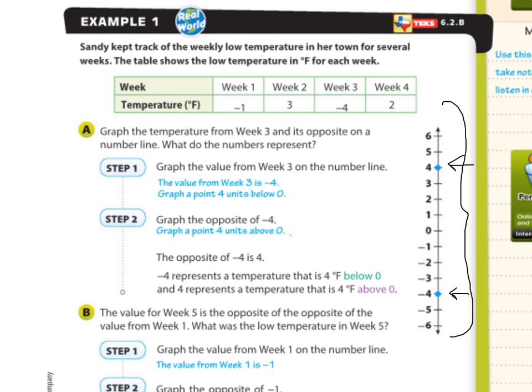They're both 4 units away from 0. And we would say the positive 4 is 4 degrees above 0 right here. And negative 4 is 4 degrees below 0. That's how your meteorologists on TV would say it. When they say negative 4, they might say 4 degrees below 0. It's pretty common to hear that.